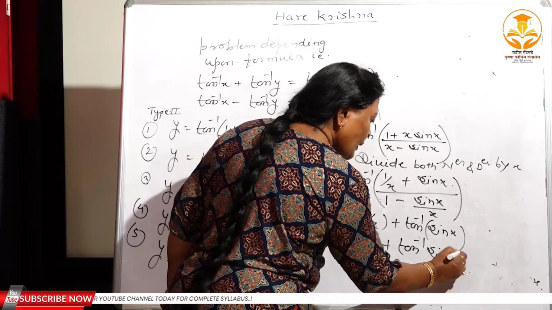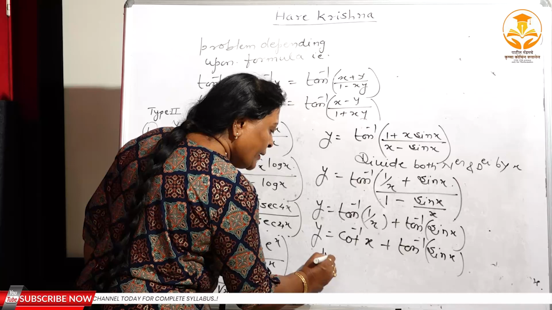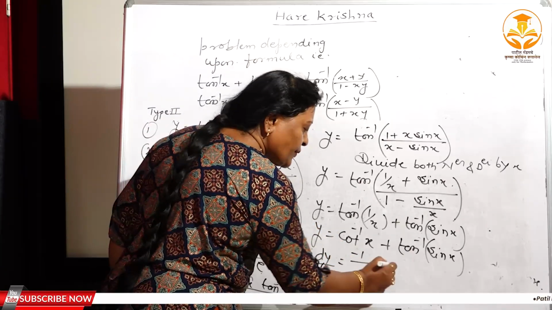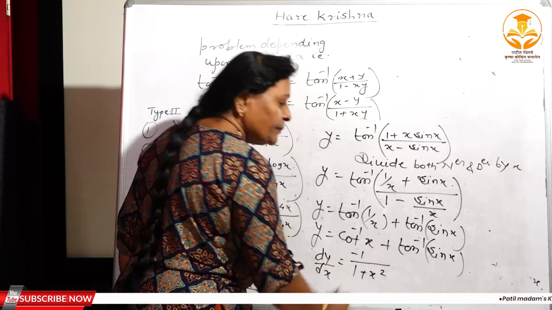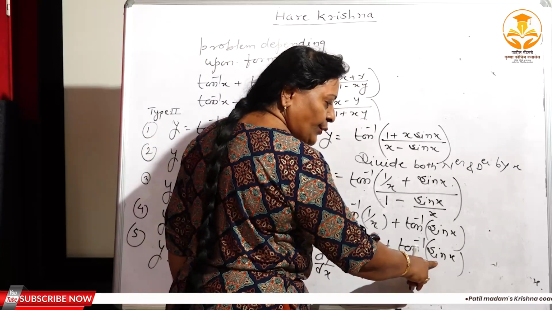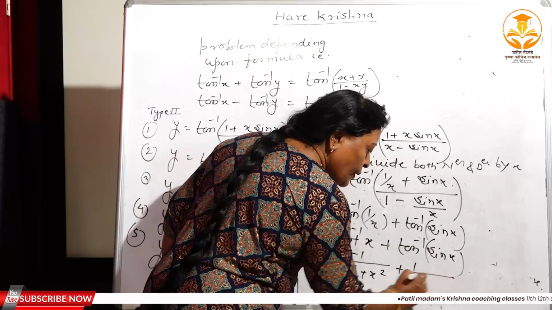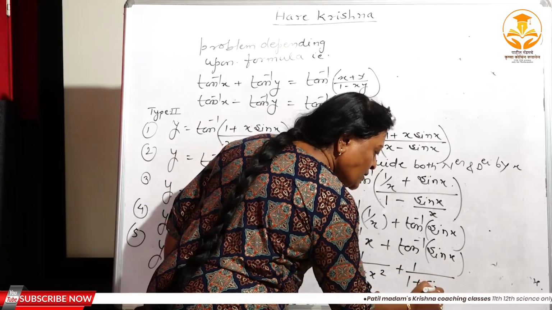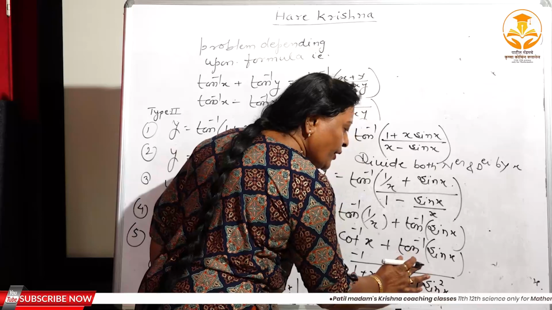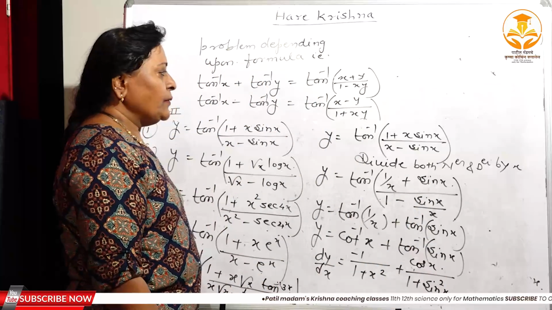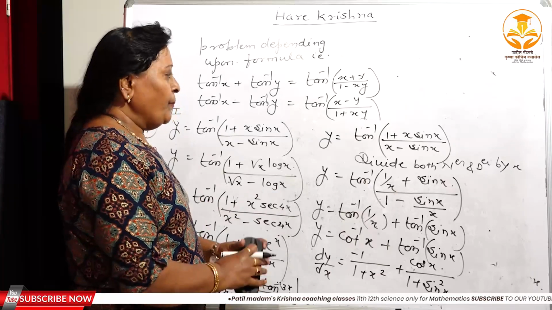Now the simple derivative here, dy by dx. What is the derivative of cot inverse x? Minus 1 upon 1 plus x square. Here again you have to substitute u. What is the derivative of tan inverse u? 1 upon 1 plus u square, means 1 plus sin square x. And what is the derivative of sin x? That is equal to cos x. So this is the result. Isn't it? Very simple, right?